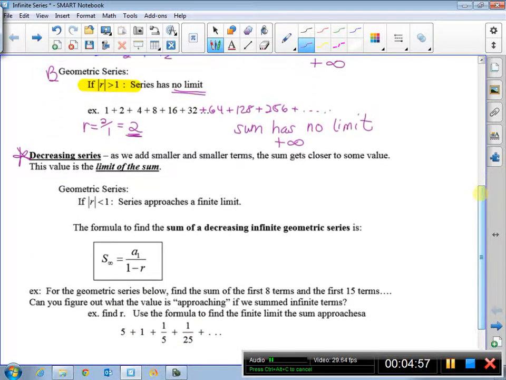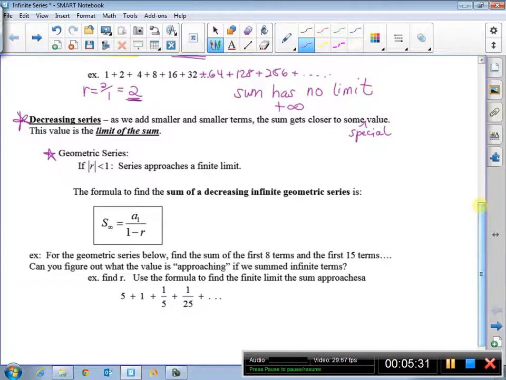But a much cooler thing happens, and we're still in geometric series down here. But now we're switching over to if the series is decreasing. So if the series is decreasing and we start adding smaller and smaller terms, then that sum does something cool. It gets closer and closer to some special value. And it's a value we can figure out. And then we say that special value is the limit of the sum.